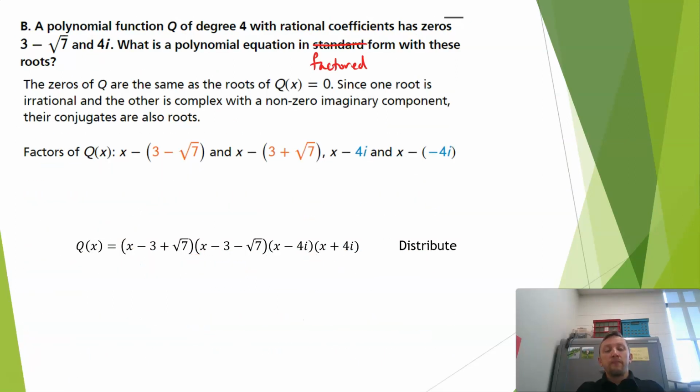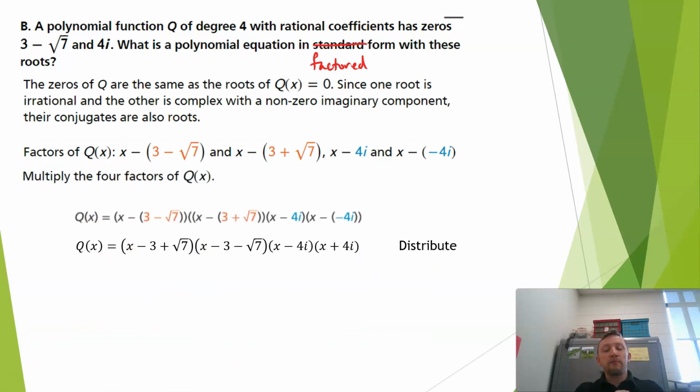So let's look at another one. Okay, so this one, I'm just going to put it all up here, so things didn't turn out quite right. But anyhow, in this problem, we have a degree of 4 that has zeros at 3 minus the square root of 7 and 4i. So they gave us two of the zeros, 3 minus the square root of 7 and 4i.